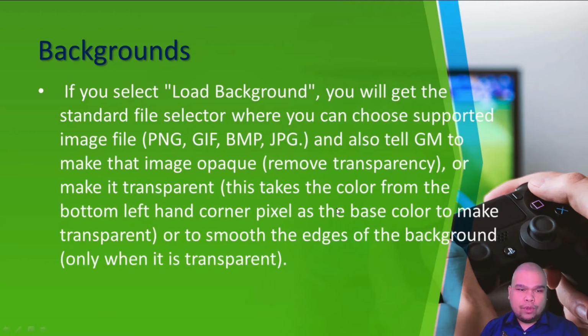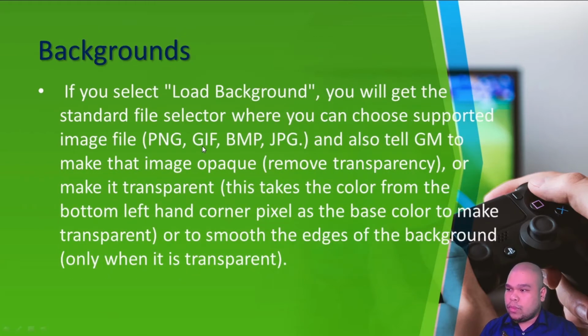Now, if you select load background, you will get the standard file selector where you can choose supported image files like PNG, GIF, BMP, JPG. You can also tell GameMaker to make this image opaque, or remove its transparency, or make it transparent. This takes the color from the bottom left corner pixel as the base color to make it transparent or to smoothen the edges.